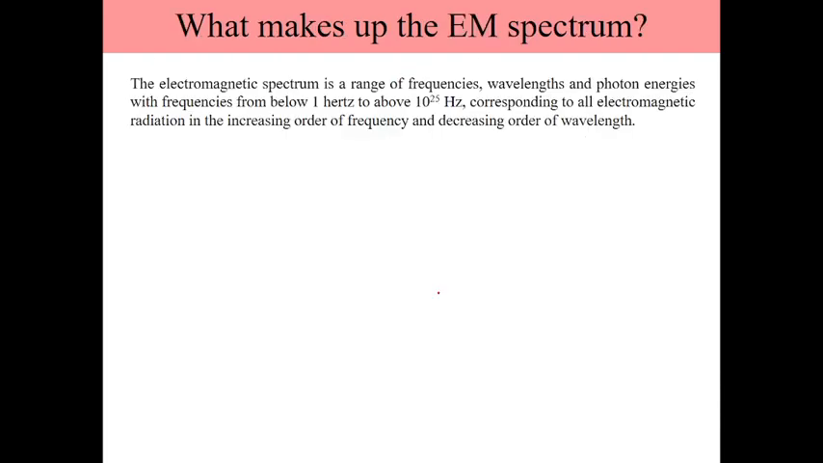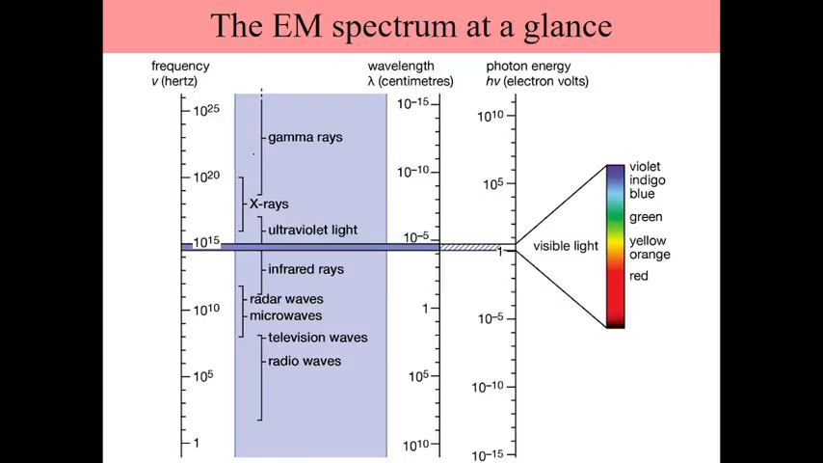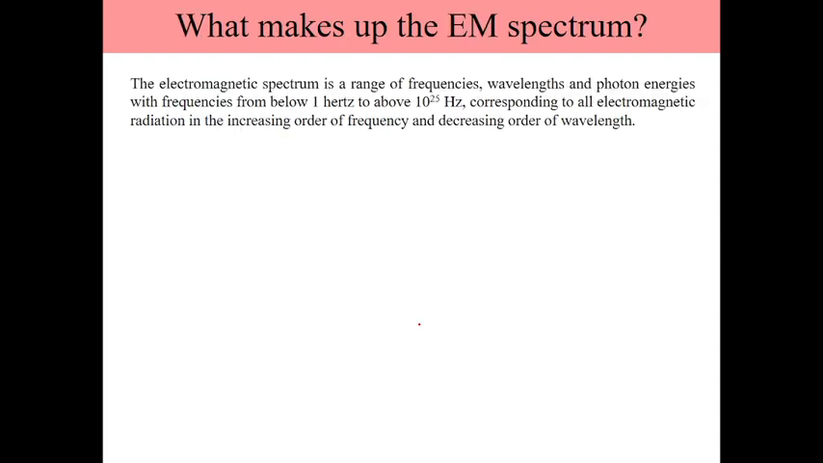Okay. So what makes up the electromagnetic spectrum? The electromagnetic spectrum is a range of frequencies, wavelengths and photon energies, with frequencies from below 1 Hz to 10 to the power 25 Hz, corresponding to all the electromagnetic radiations in increasing order of frequency and decreasing order of wavelength. So if you look from here, this is the decreasing order of frequency, and this is the increasing order of wavelength, right? This entire thing together makes up the EM spectrum.